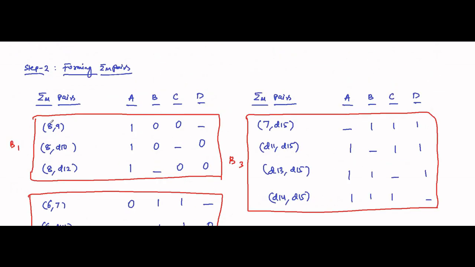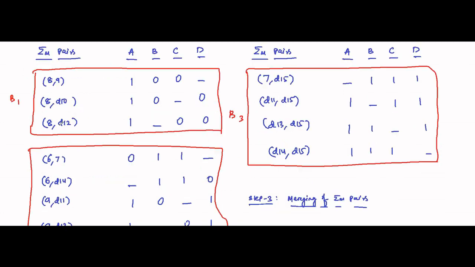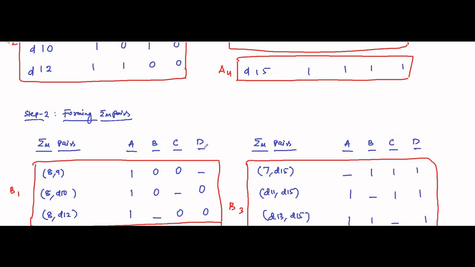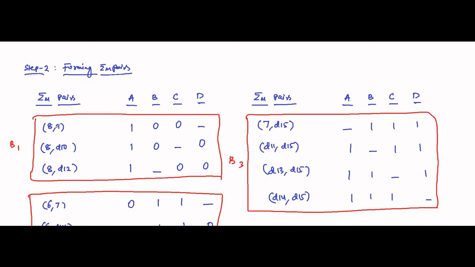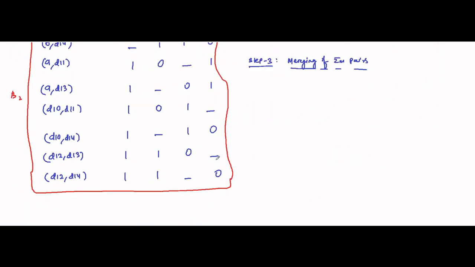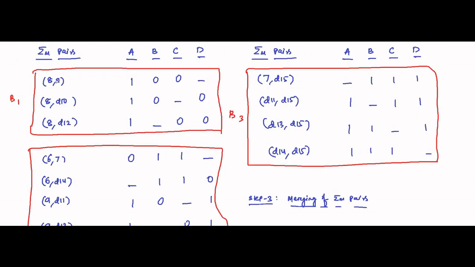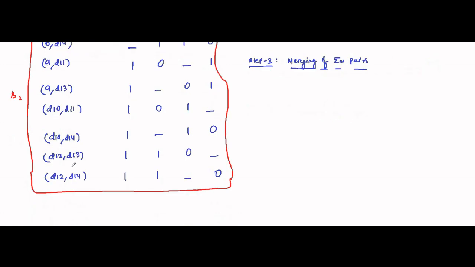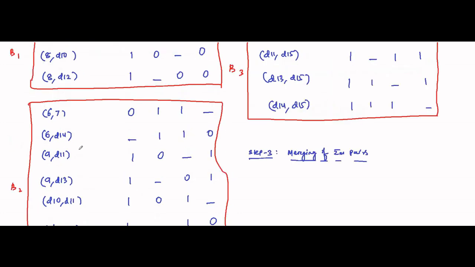For example, if you are taking the 8, 9 minterm pair, you only have to compare it with those minterm pairs of B2 where there is a blank space at position D. Because in 8, 9 there is a blank space at position D, you only compare it with those which have a blank space at position D. So here 8, 9 has to be compared with 6, 7, then D10, D11 and D12, D13. These are the possibilities of merged minterm pairs.